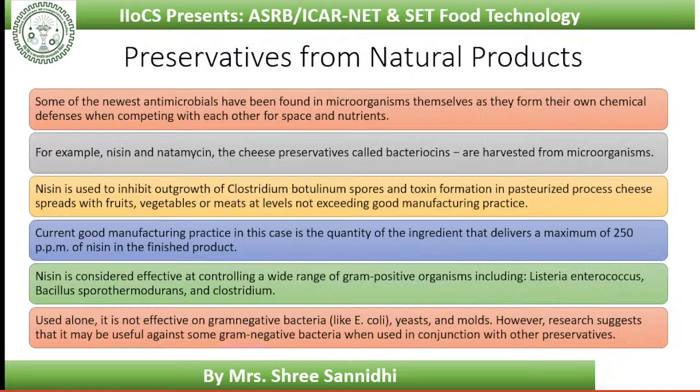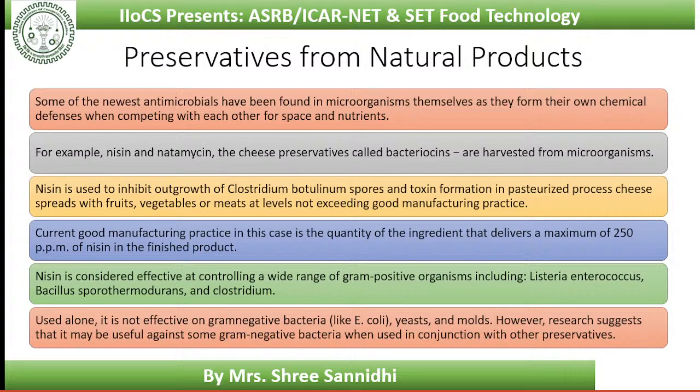So next is preservatives from natural products. Some of the newest antimicrobials have been found in microorganisms themselves, as they form their own chemical defenses when competing with each other for space and nutrients. So these natural antimicrobials are produced by microorganisms while defending themselves from other microorganisms. For example, niacin and natamycin, the cheese preservatives called bacteriocins, are harvested from microorganisms themselves.